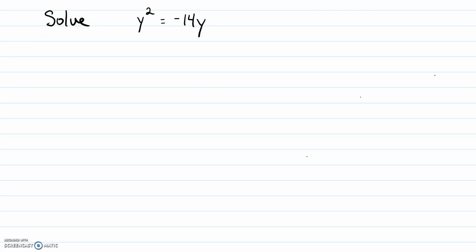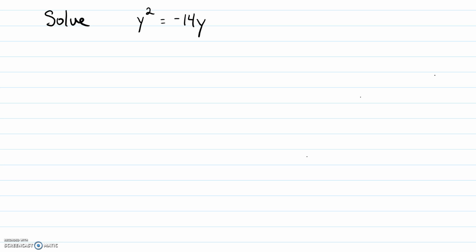For this video, we'll be solving y squared equals negative 14y. This is a quadratic equation because my highest variable exponent is 2. So the very first step for solving quadratic equations, determine if you can or cannot use the square root method.